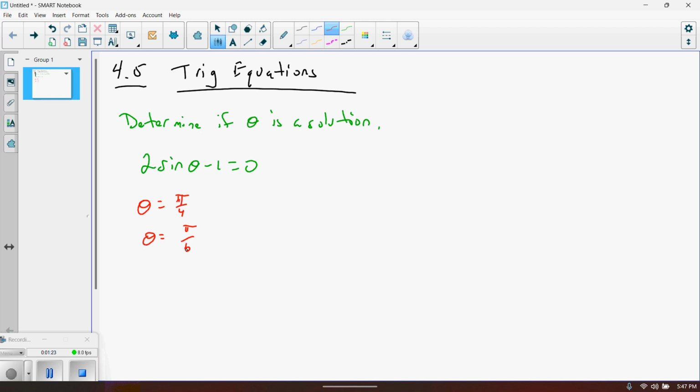So in order to verify that, just like you would if it was any other variable, you simply plug in the value and evaluate. So for pi fourths, I would have 2 sine of pi fourths minus 1 equals 0. And sine of pi fourths, and we kind of have to know these values, is going to be square root of 2 over 2. Simplifying, 2 times square root of 2 over 2 is just the square root of 2. Square root of 2 minus 1 is definitely not 0. The square root of 2 and 1 are not the same value, so this is not a solution.